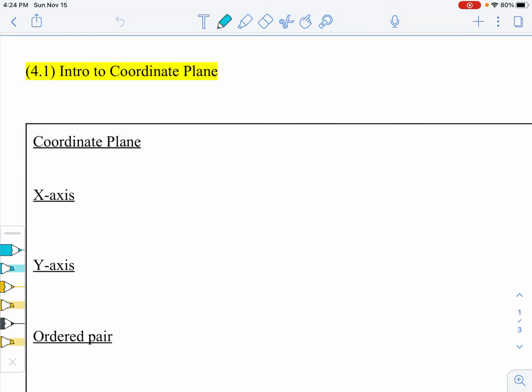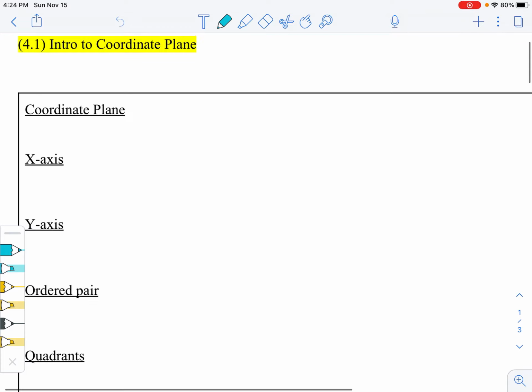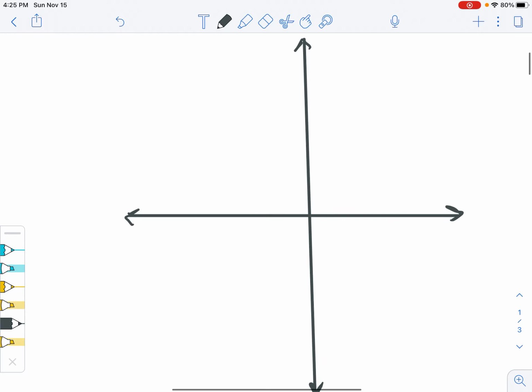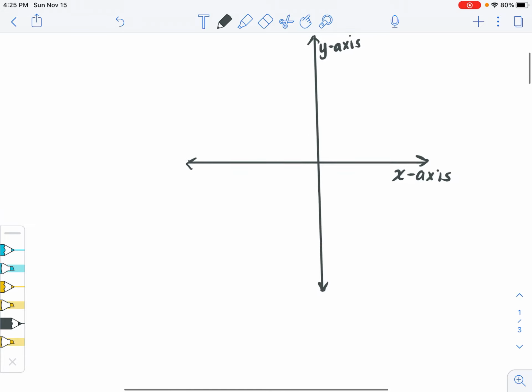In this video, we're going to have an introduction to the coordinate plane. The coordinate plane is two number lines, a horizontal number line and a vertical number line that intersect right in the middle. And each one of these number lines has a name. So the coordinate plane has an x-axis. The horizontal line is called the x-axis, which provides us our x value. And our y-axis is the vertical line, which provides us our y value.